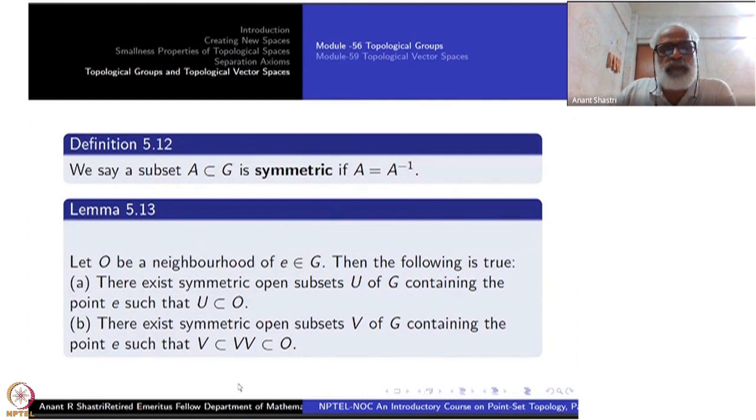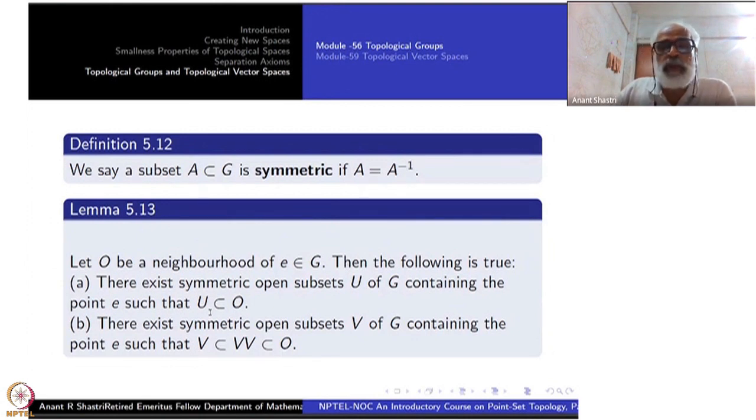Now here is a lemma for symmetric things. Let O be a neighborhood of the identity element in G. Okay, then the following is true. There exist symmetric open subsets U of G such that they contain the point E and such that they are inside O. So starting with any neighborhood, you can improve it to become a symmetric neighborhood.